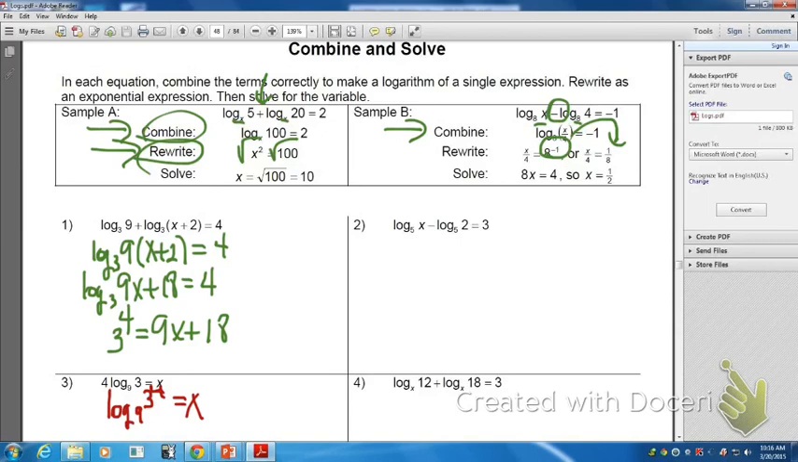So what you want to do is take that 3 to the 4th power and go ahead and multiply that out. So if you multiply that out, 3 to the 4th power is going to give you what? 81. Okay? So then after you do that 3 to the 4th power, then rewrite and solve.